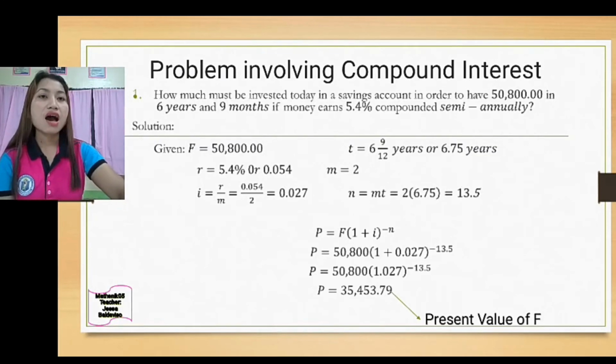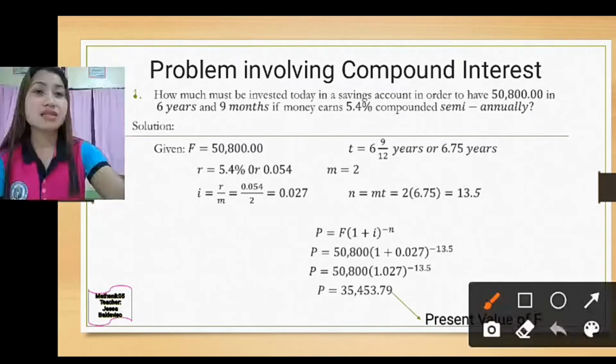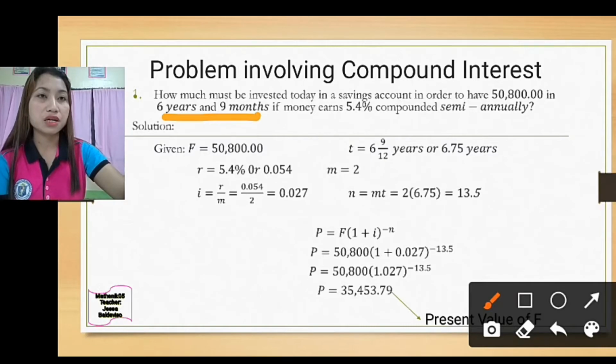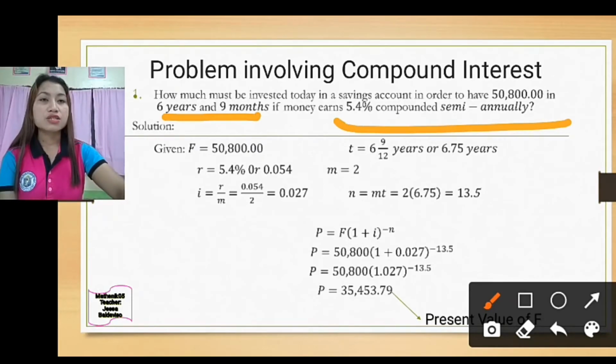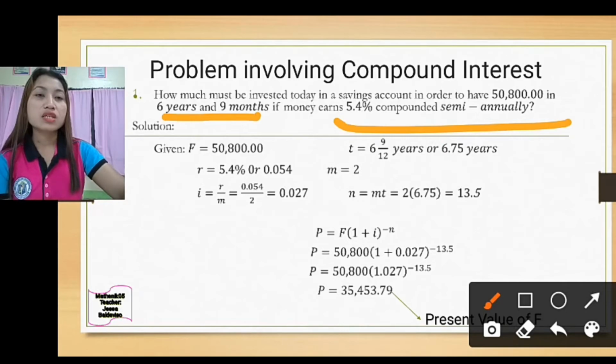So the question is, how much must be invested today in a saving account in order to have 50,800 pesos in 6 years and 9 months? So it is in months, 6 years and 9 months. If money earns 5.4% compounded semi-annually. So let's write the given. So we have our F is equal to 50,800. Our F is our maturity value.